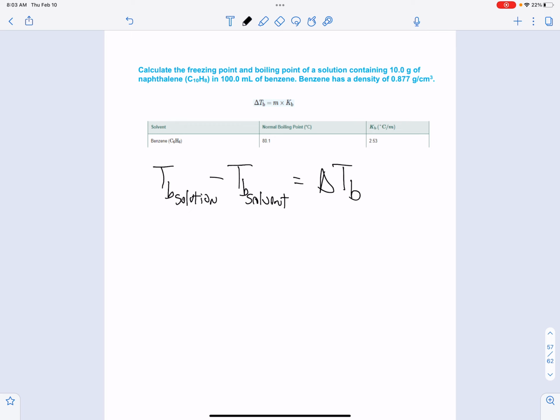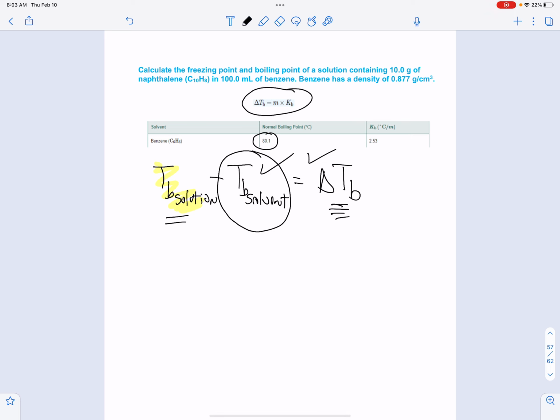So I know that that's the boiling point of the solvent. That's right there. If I can find this, then I will be able to find that, right? So if I know this and I know this, I can find my unknown. So delta T, I'm going to find it from here.